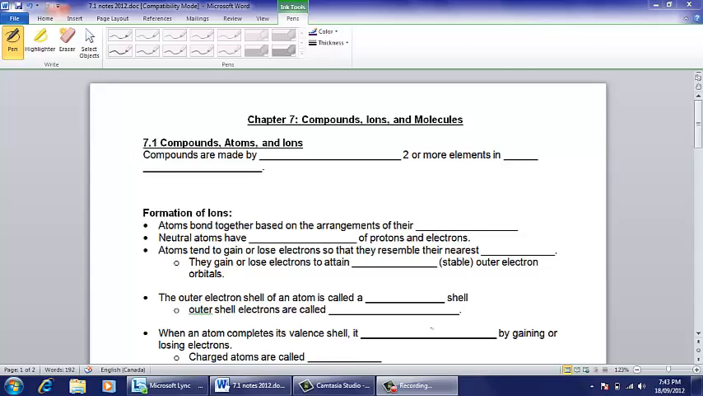In the previous chapter, we looked at atoms and how their structure determines their properties. We looked at only individual elements. In chapter 7, we are going to look at how elements combine to form compounds.